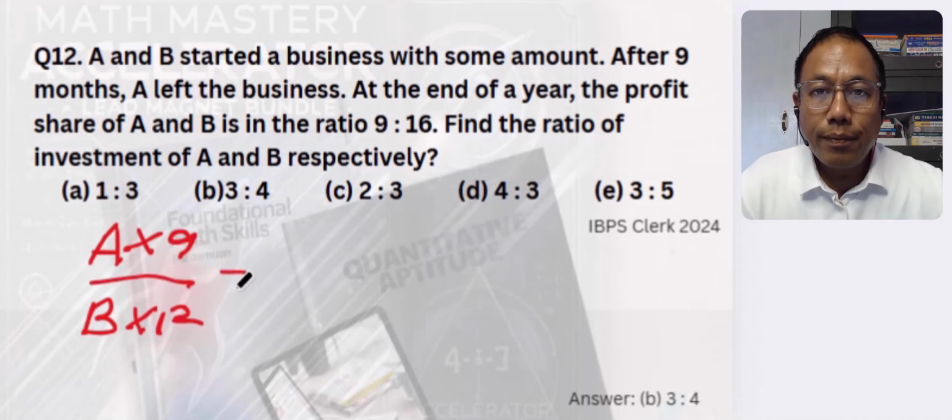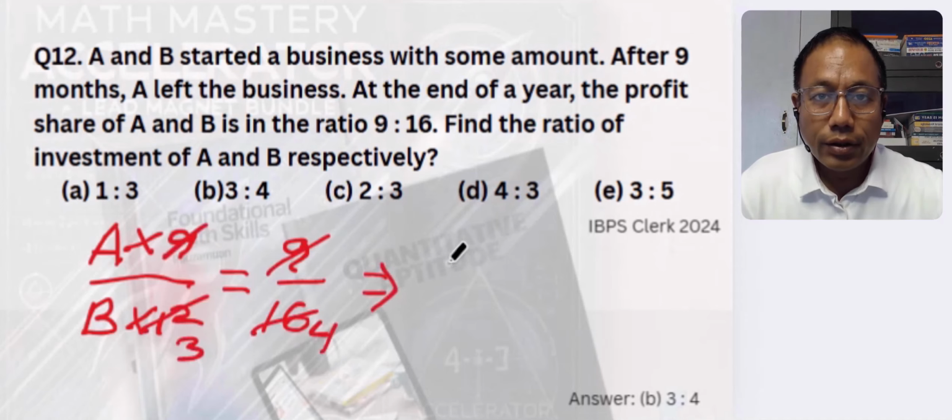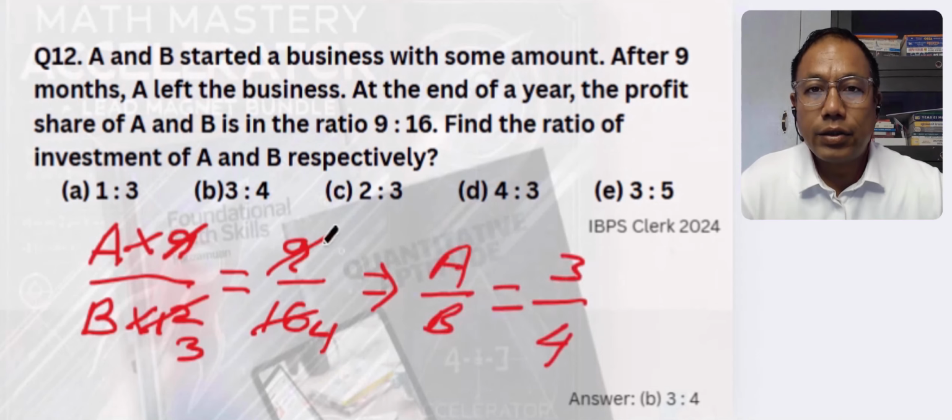And the profit is in the ratio 9:16. Cancel it. You can cancel 9, 9, 4, 3 are 12, 4, 4 are 16. Therefore, the final value is A by B is cross multiplied. 3 into 1 is 3 by, we have 4. The answer is 3:4. B is the right answer.